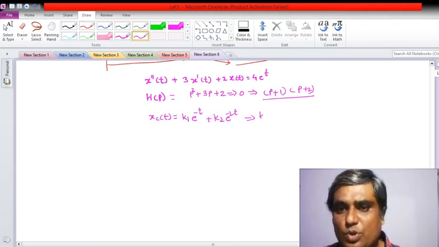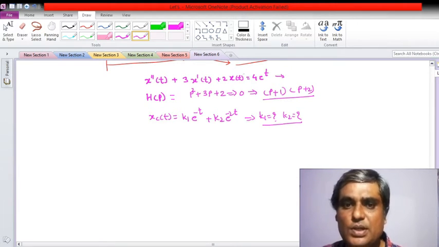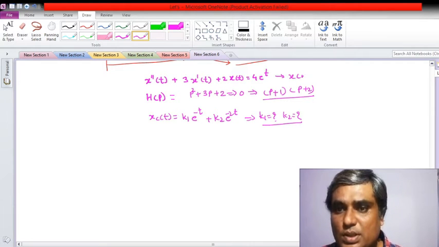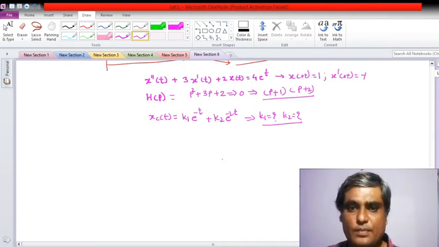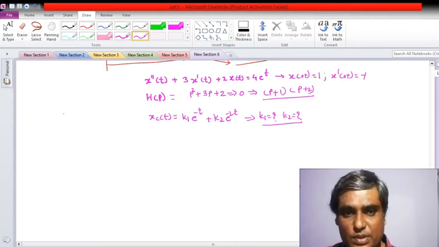And now I would like to obtain what is my k1 and k2, but I will not do that now, because the initial condition will be given for the total solution, right? So the initial conditions for the total solution: x of 0 plus is 1 and x dash of 0 plus is minus 1. Okay, the complementary solution has been written. Let me find out what will be my particular solution.